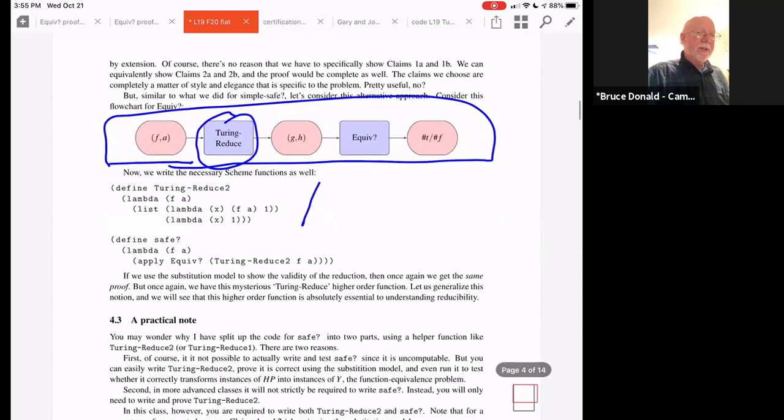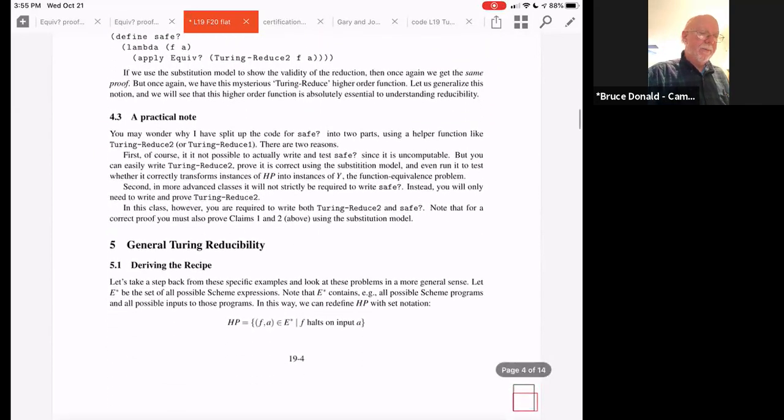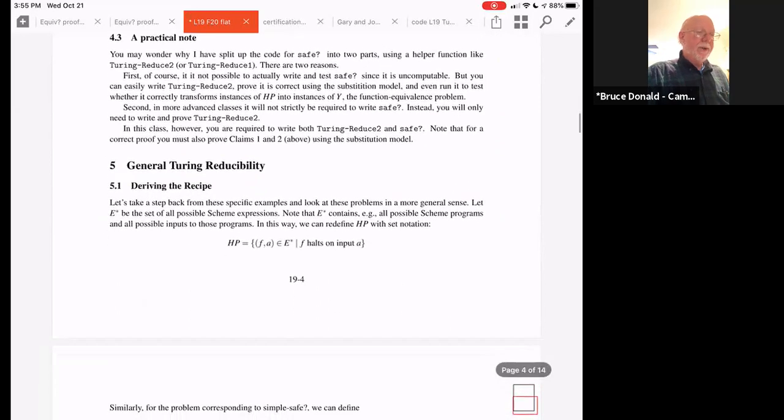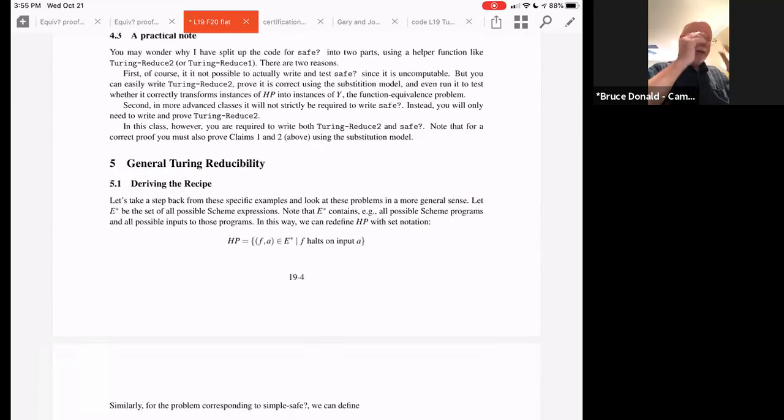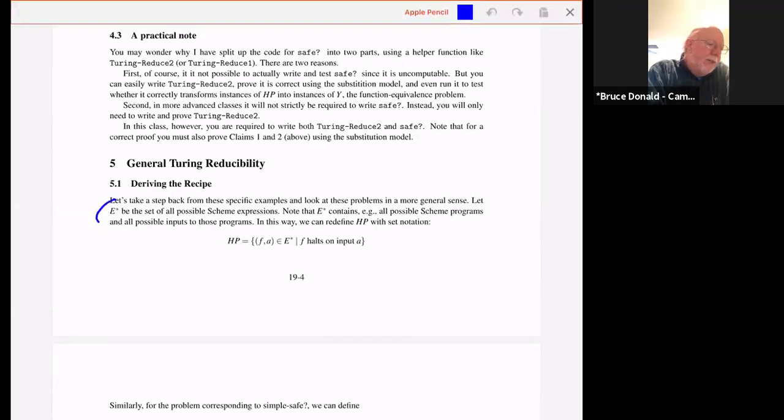But in order to have a recipe, I have to tell you a little more about what the recipe is. How would you apply this in general? Okay, so to really get a recipe for this, we have to go a little bit into sets, not into the theory of sets, but applying sets. We've done this before when we counted the set of all scheme expressions. I need to define that set. I'm going to call it E star. So E star is the set of all possible scheme expressions, right?